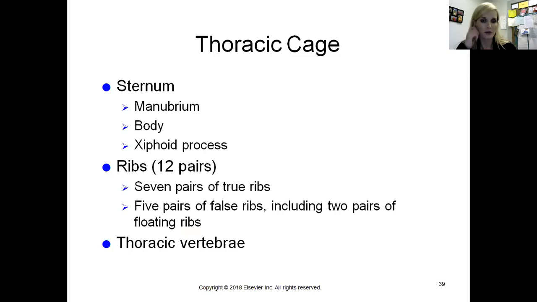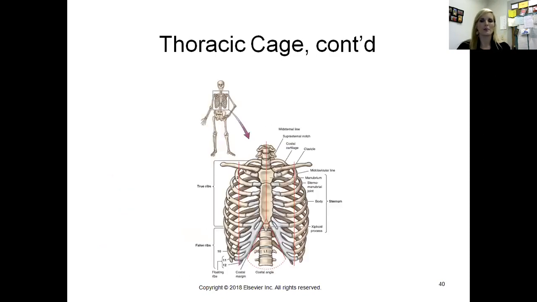Our ribs, we have 12 pairs of ribs. We have what's called true, false, and floating ribs. The first 7 pair are called true, and the last are called false. So let me show you guys this next picture.